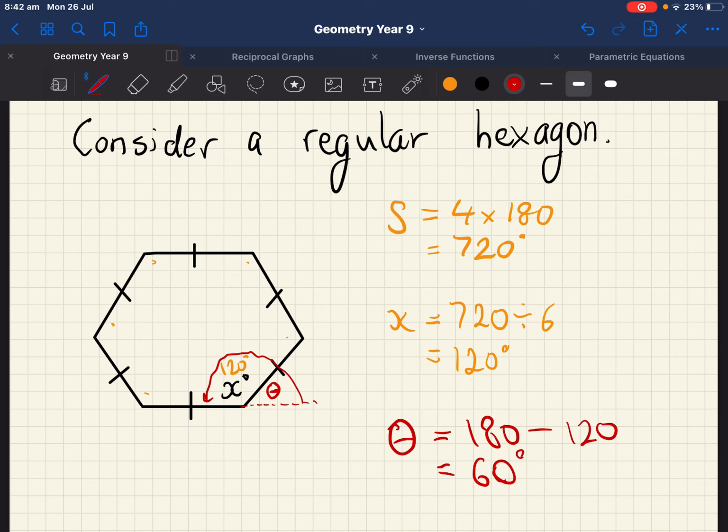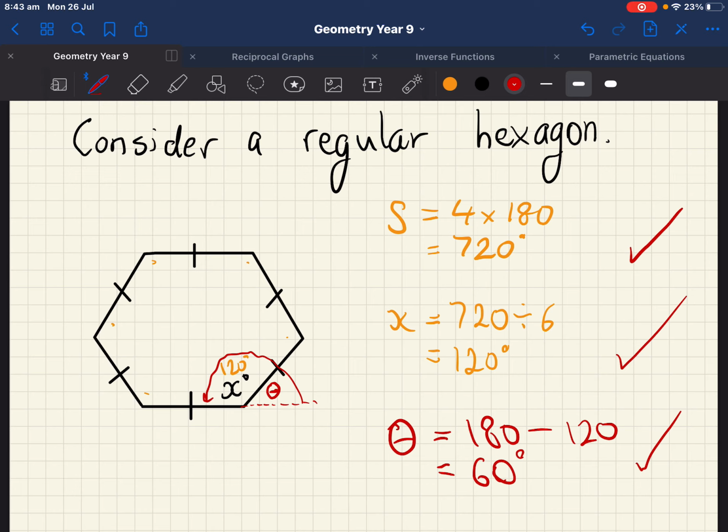Right, so what did we do to find this exterior angle? We found the angle sum of a hexagon. We then divided it by 6 to determine the size of the internal angle. And then we were able to take it away from 180 because of straight angles. So that was a 3-step process. Well, I'm about to tell you that there's a super short shortcut that will turn this 3-step process into a 1-step process. And that is this.